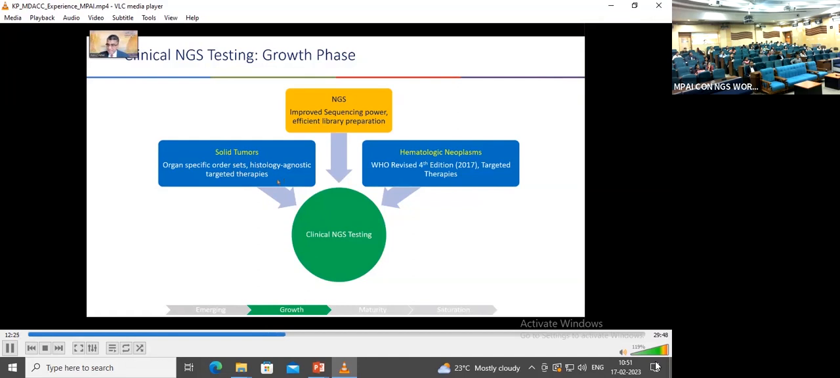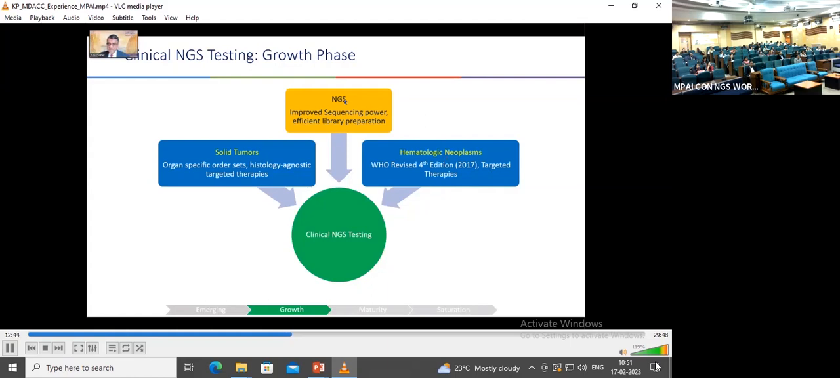and standard practice. On the hematologic side, the WHO classification was revised in 2017. It introduced many new categories, which again were biomarker based. New targeted therapies started to come out, which again led to increased demands.